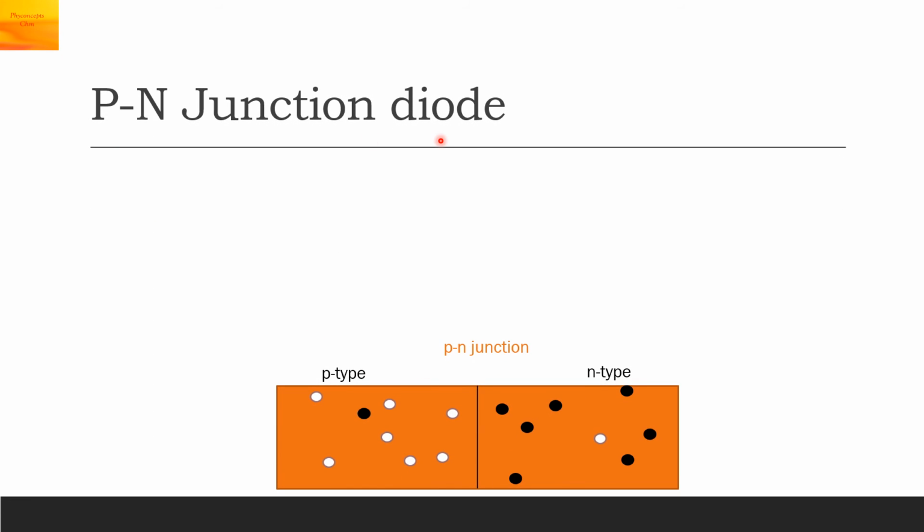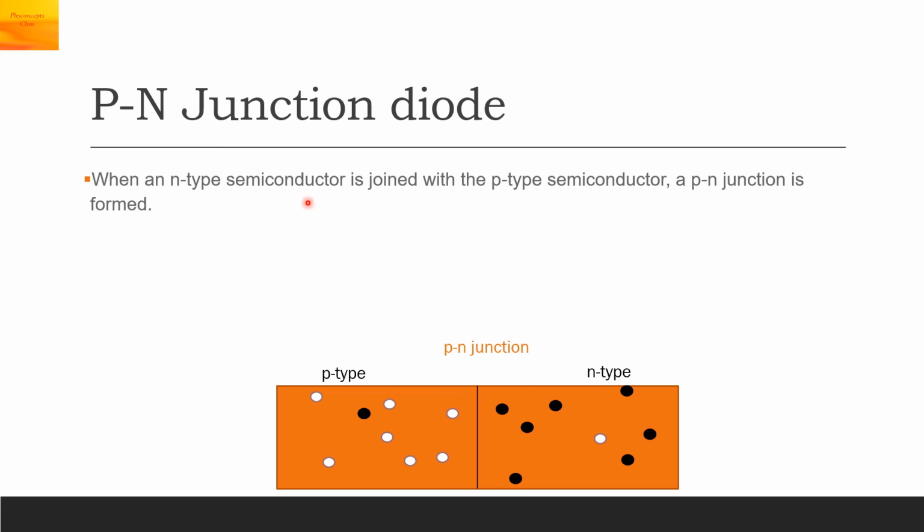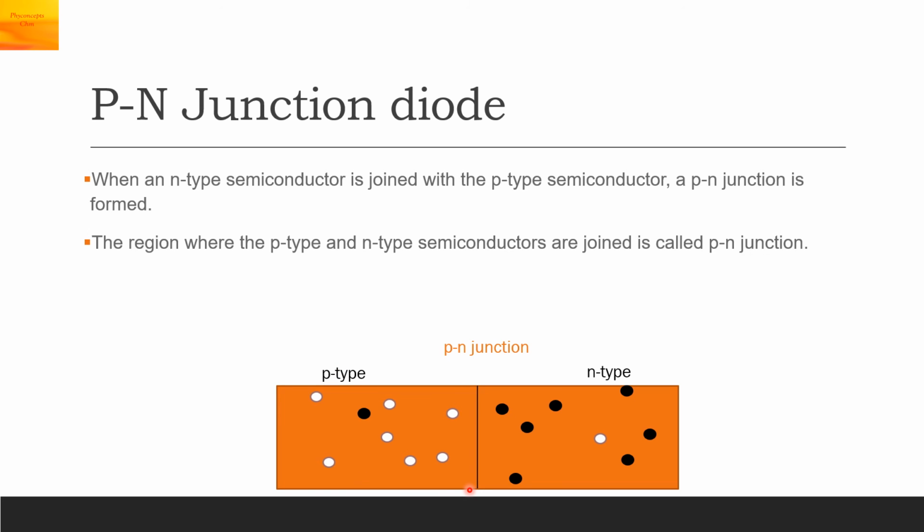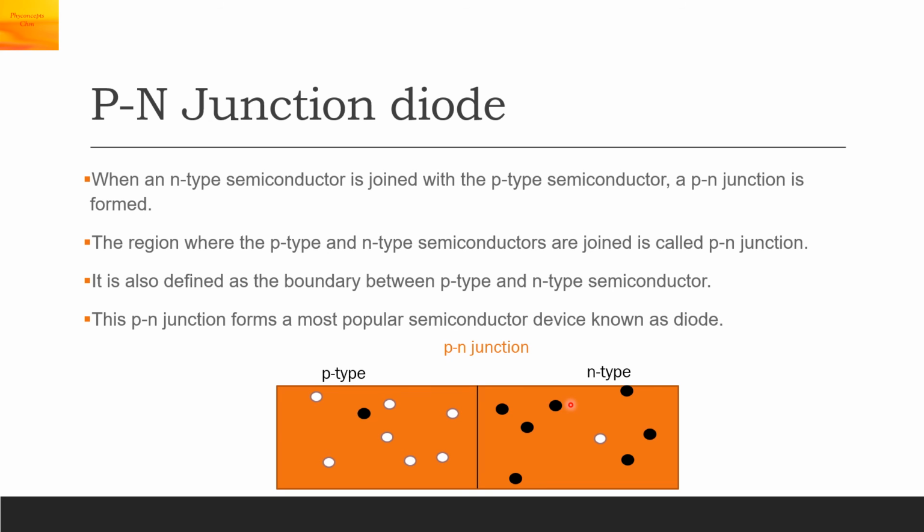PN junction diode. When an N-type semiconductor is joined with the P-type semiconductor, a PN junction is formed as shown in this figure. The region where the P-type and the N-type semiconductors are joined, that is called as a PN junction. It is also defined as the boundary between P-type and N-type semiconductor. This PN junction forms a most popular semiconductor device known as diode.